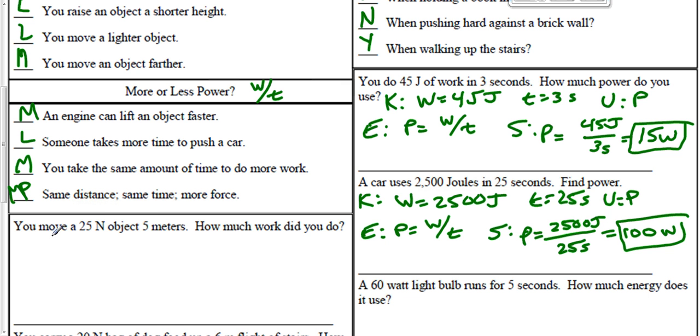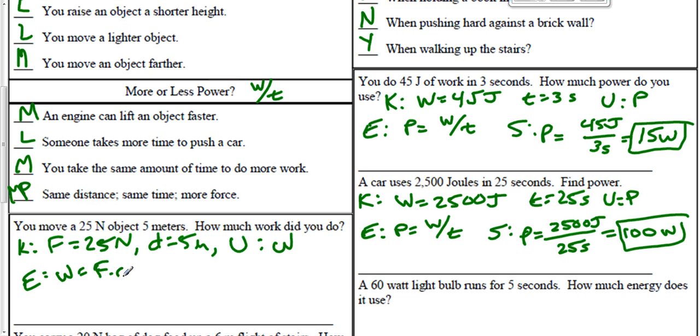You move a 25 Newton object 5 meters. How much work did you do? Okay, so this one's a work one again. We've got force equals 25 newtons, distance equals 5 meters. Our unknown is work. Our equation, work equals force times distance. Our solution, work equals 25 newtons times 5 meters, which gives us 125 joules of work.